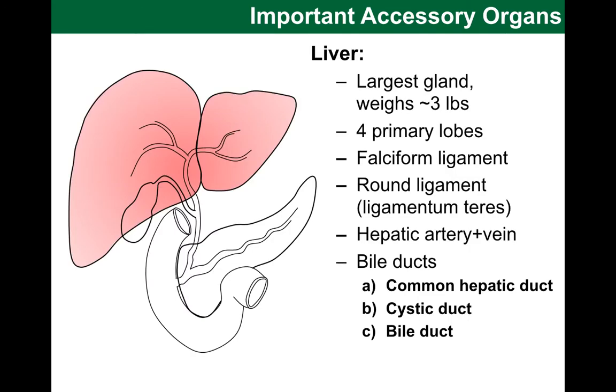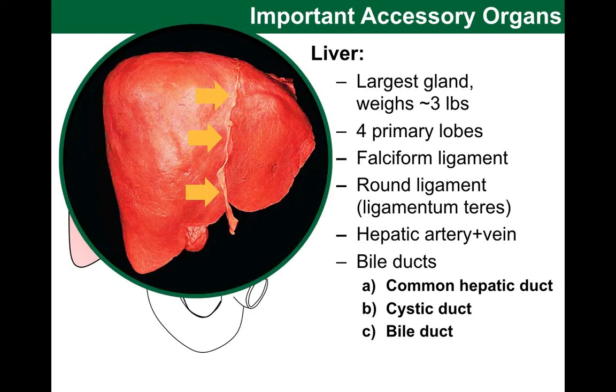So the liver is located at the upper right abdominal quadrant below the diaphragm. It is the largest gland in the body, weighing around 3 pounds on average. It consists of 4 primary lobes: right, left, caudate, and quadrate. The falciform ligament, shown here with an arrow, separates the larger right and smaller left lobes. It also suspends the liver from the diaphragm and the anterior abdominal wall.